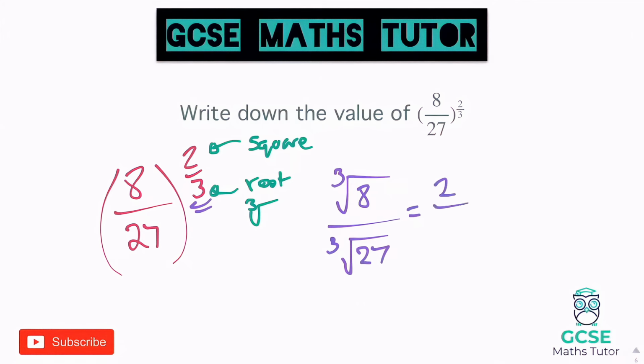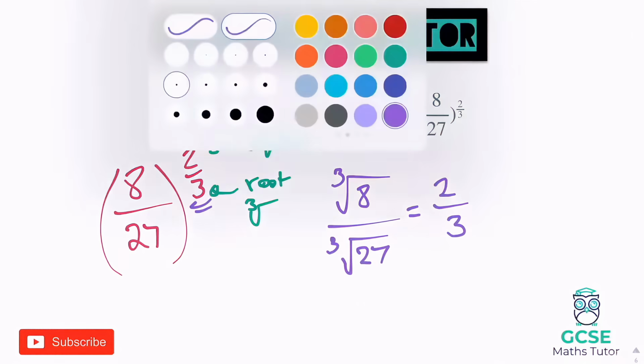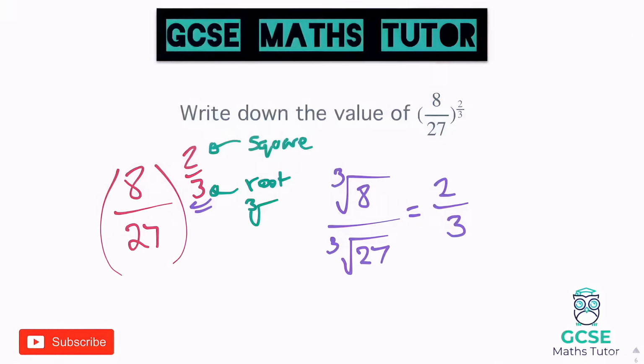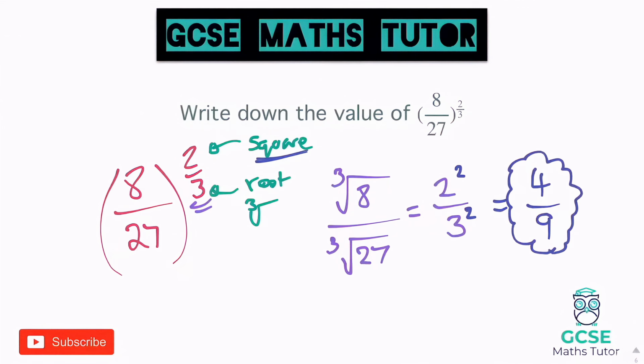And the cube root of 27 is 3. So we're at 2/3 at this point. Now the next thing I'm going to have to deal with is this square. So I need to square both of them. So 2 squared and 3 squared, and 2 squared is 4, and 3 squared is 9. So my final answer there is 4 over 9. And I can leave my answer just like that. It doesn't simplify. So that is absolutely fine as a final answer.